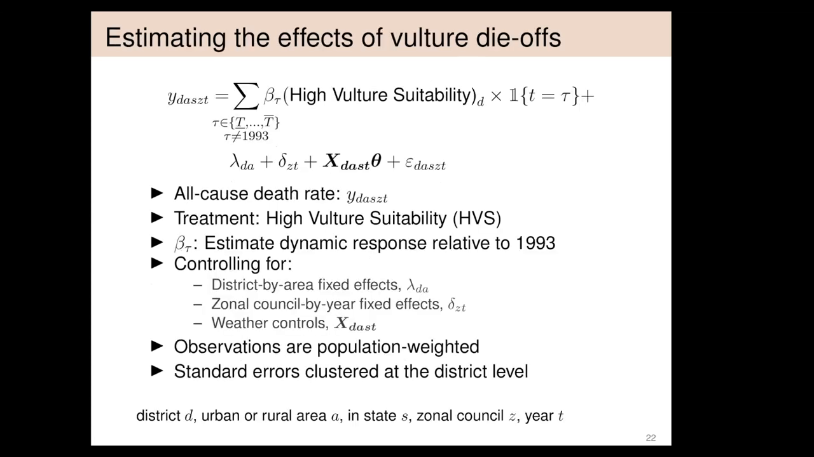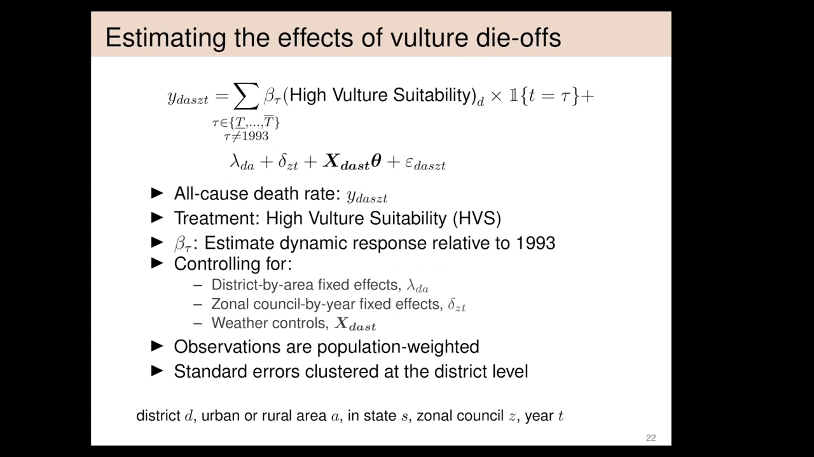There's nothing fancy or frontier in terms of the method here. This is a very simple difference in differences design. We're looking at the all-cause death rate and essentially estimating these betas of the interaction of being in the high vulture suitability group interacted with year dummies, while controlling for district fixed effects and zonal council by year fixed effects.